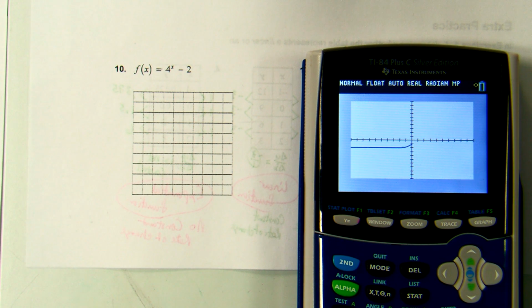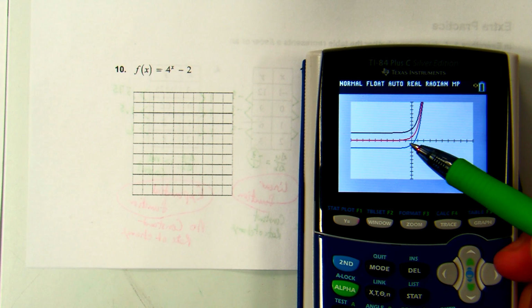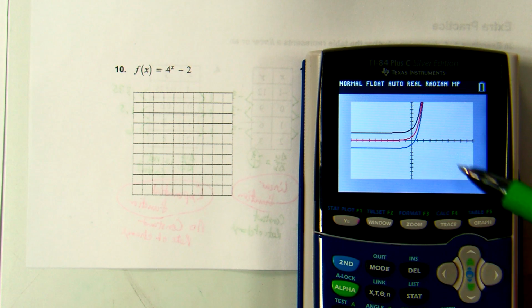The main thing I want to show you here is just what does that 2 sitting out there, or negative 2, do to the graph? What does it do to the graphs? The main function, really, the base function, is that 4 to the x. The negative 2, if you notice, the red one is without the 2. Where is it? It's right on the x-axis. The x-axis is the asymptote.